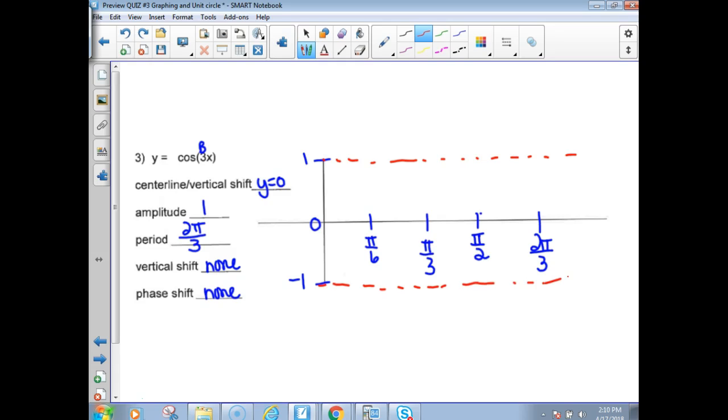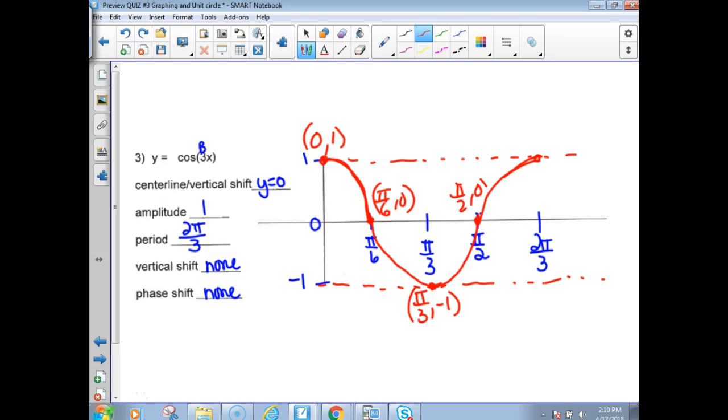If you don't, don't. Okay, then if this is a cosine, it would have started at the max, gone to the midline, or center line, down to its minimum, then back to the center line and back up. Oops, make this be curved. All right. And then label 0, 1, pi over 6, 0, pi over 3, negative 1, pi over 2, 0, and 2 pi over 3, 1. Okay, number 4. Anybody still need this?